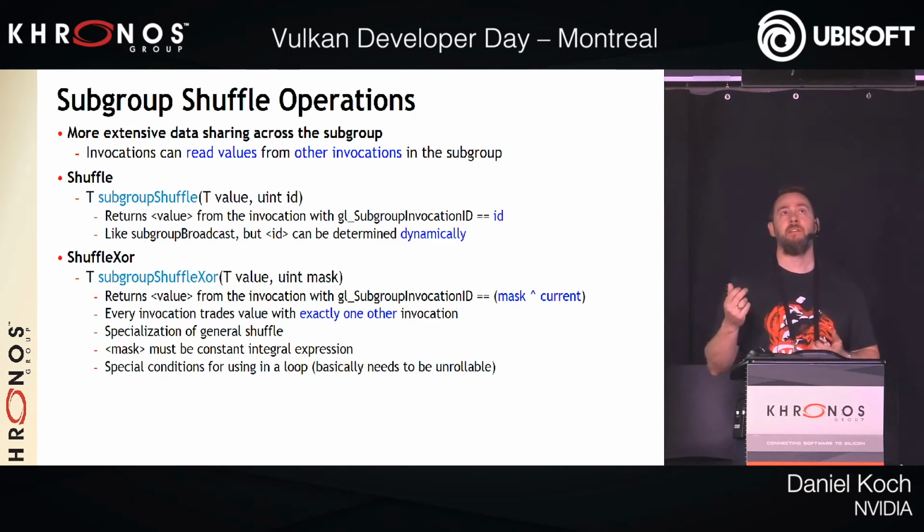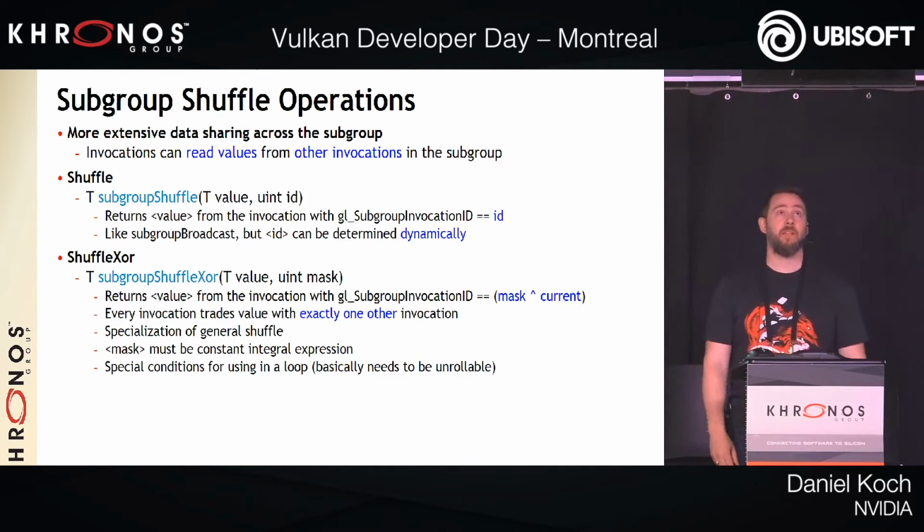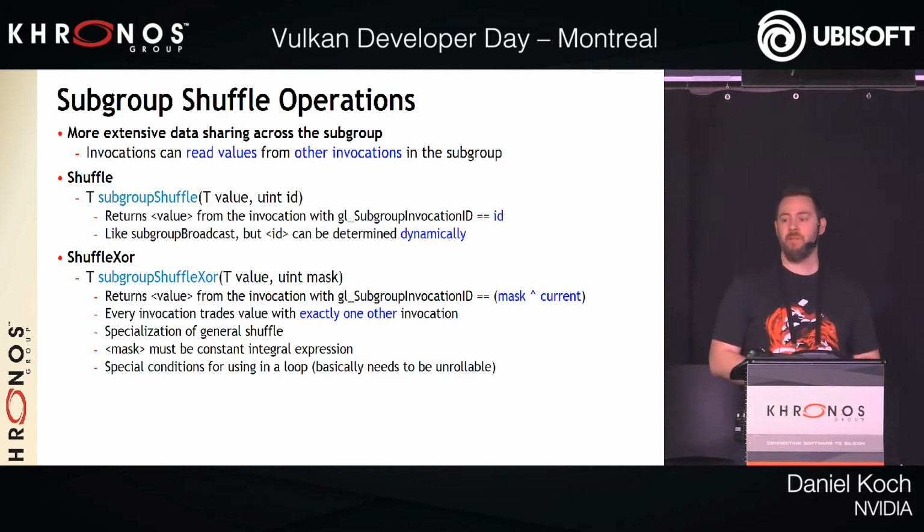So basically, you can have any thread reading from any other thread in the subgroup, based on passing in the ID, whatever the value is. They don't have to write the values. So you can completely swap data around between invocations without having to go through shared memory.